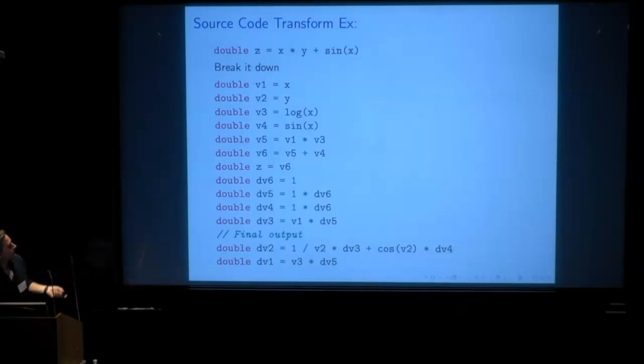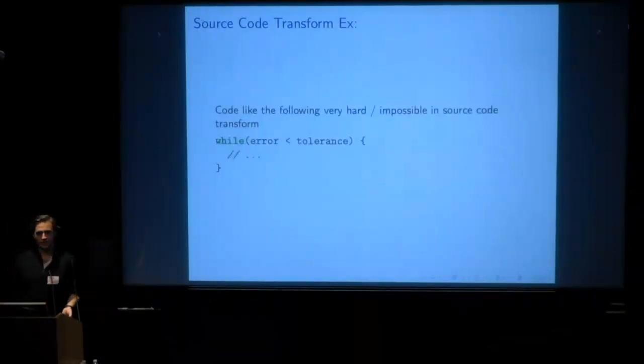And that's cool. You're working with all floating point. This is super fast. But again, I just can't do this. There are a lot of times where having something like this, or even a for loop that'll end after a certain period of time, is really nice to have. And source code transformation just can't allow that.